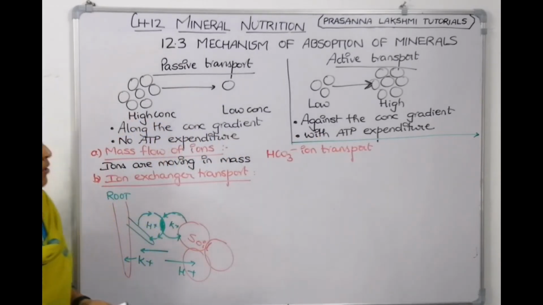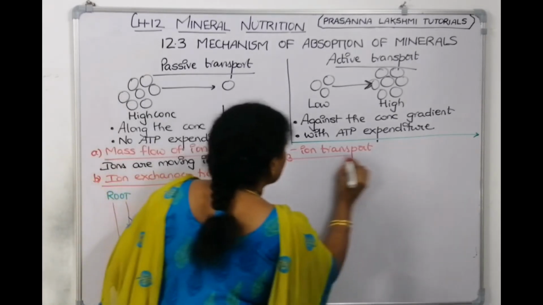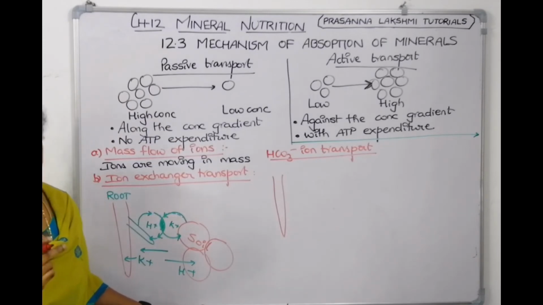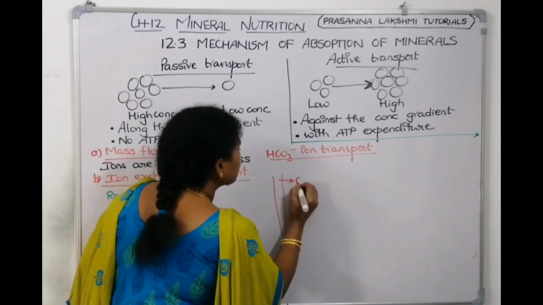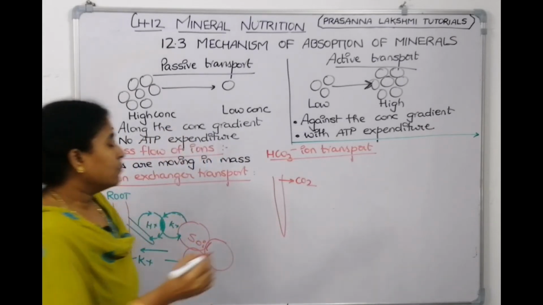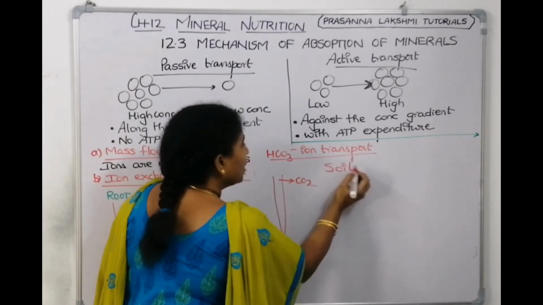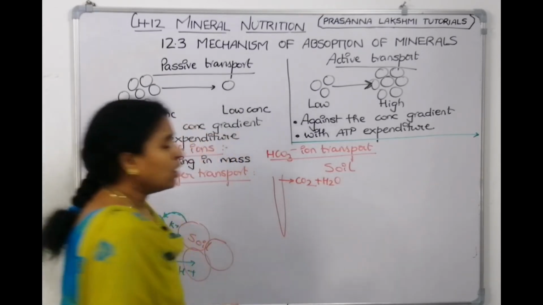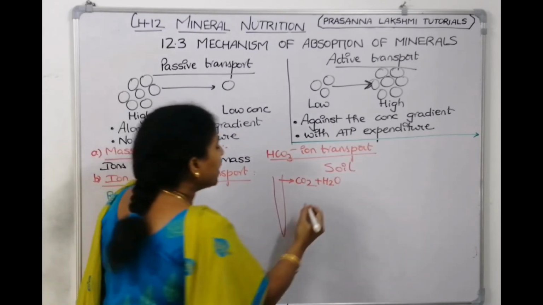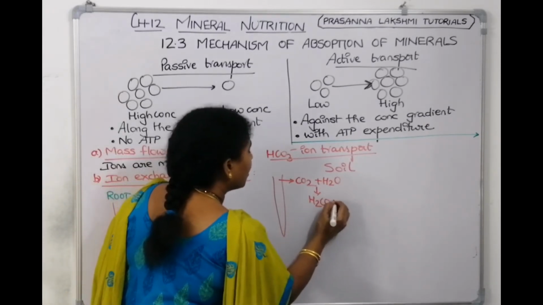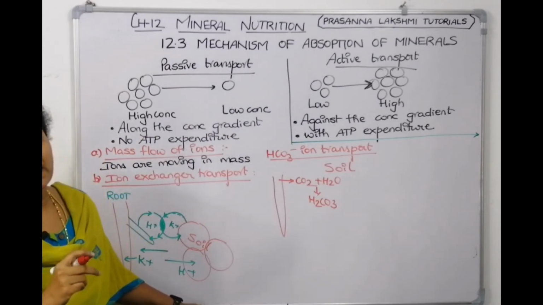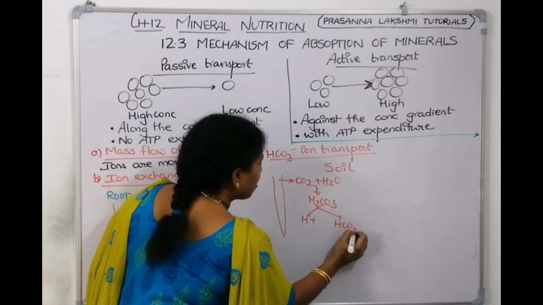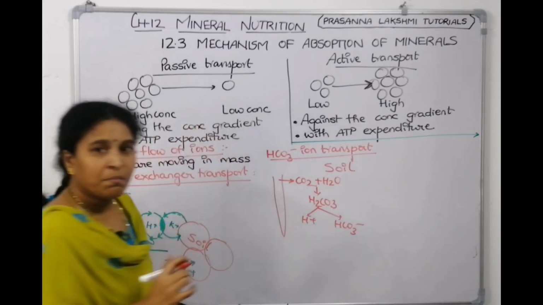In bicarbonate ion transport, what happens? Again, let us take the root. When the plant does respiration, it releases carbon dioxide like us. Now, the surrounding is the soil. Soil has water. This carbon dioxide molecule combines with water. Carbon dioxide plus water makes carbonic acid. This carbonic acid breaks down and makes H plus ion and bicarbonate ion.